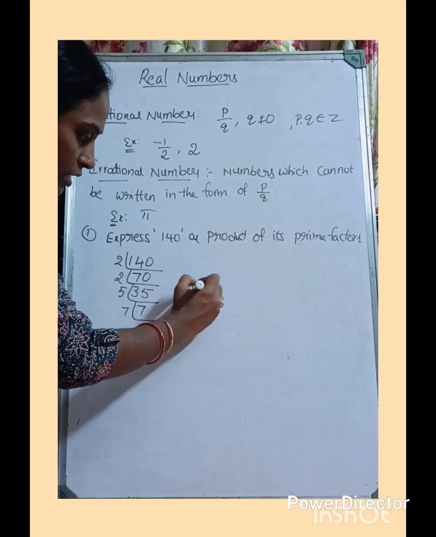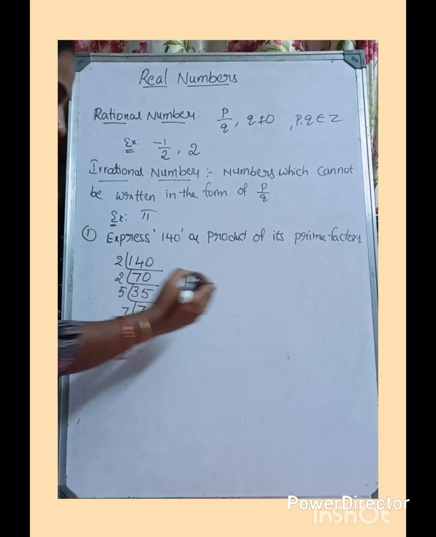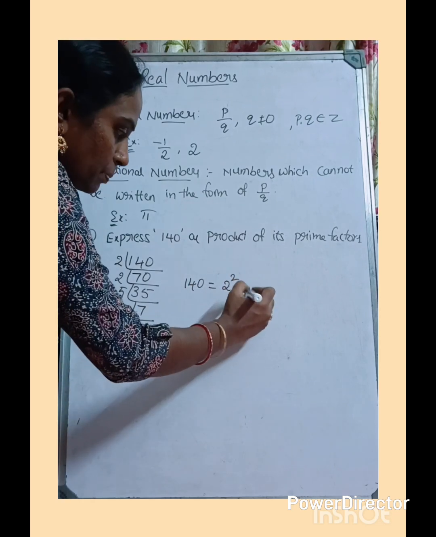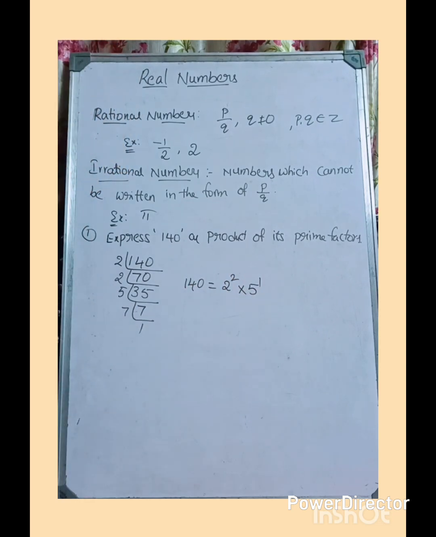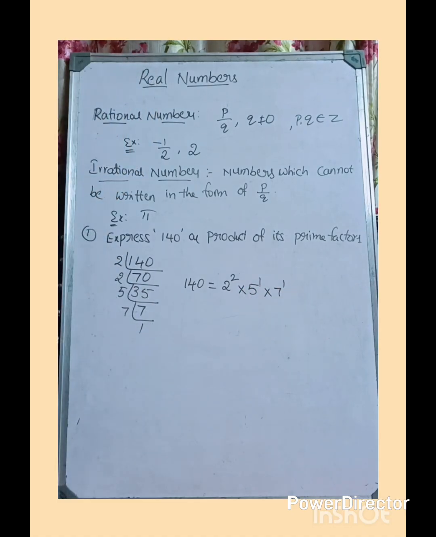That means 140 is equal to 2. How many times was it repeated? 2 times. So it is in the power of 2 power 2, and 5 is repeated only 1 time, so 5 power 1, and into 7 power 1. So 140 as the product of its prime factors is equal to 2 power 2 into 5 power 1 into 7 power 1. Now we'll go with the HCF and LCM.